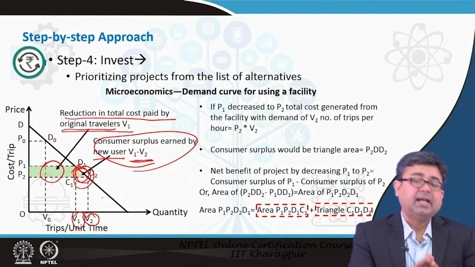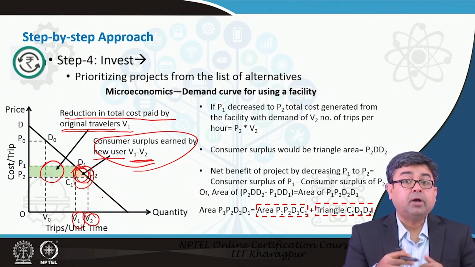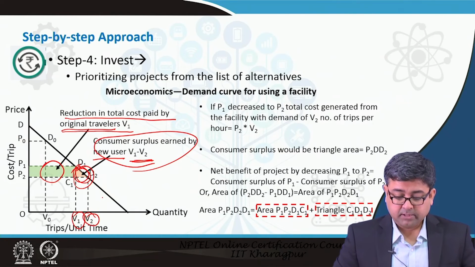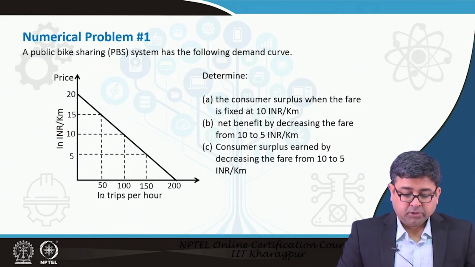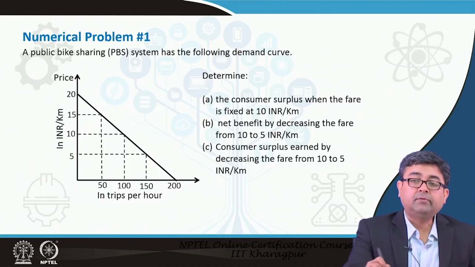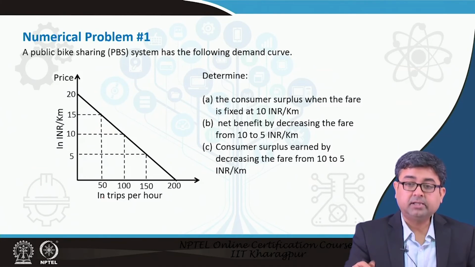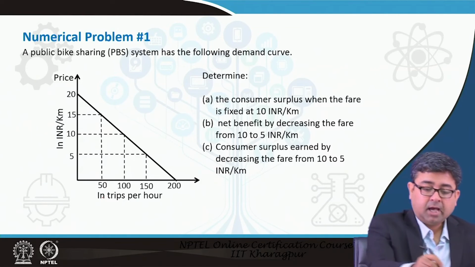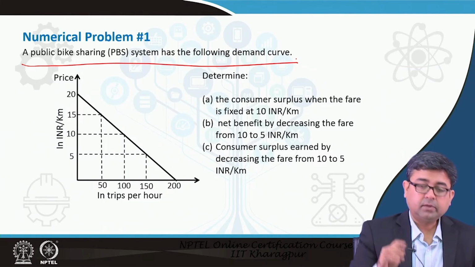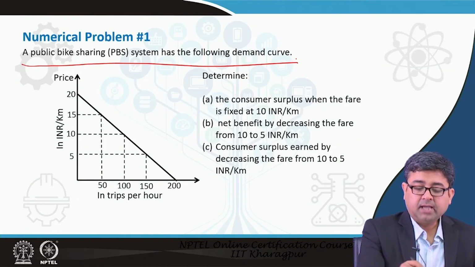In this case we are looking at NMT projects, and at user benefits in this project. As we did in the previous lecture, we are going to give you an example of how to calculate these economic benefits. Say a new public bicycle sharing system, or an existing one, has the following demand curve.